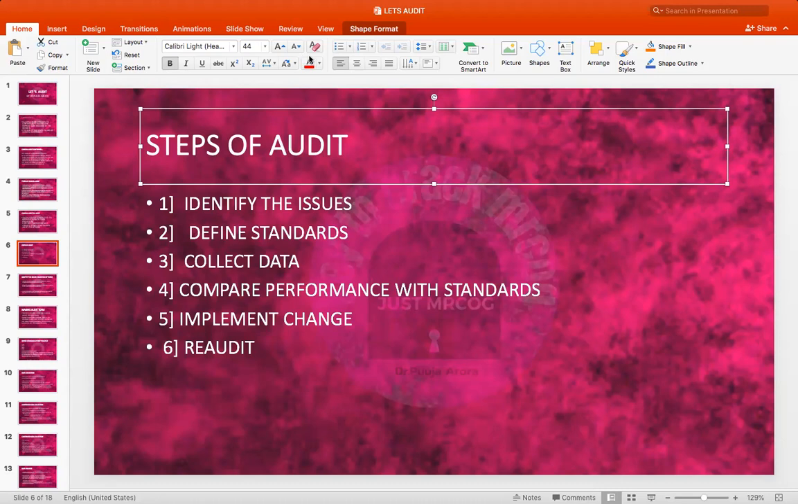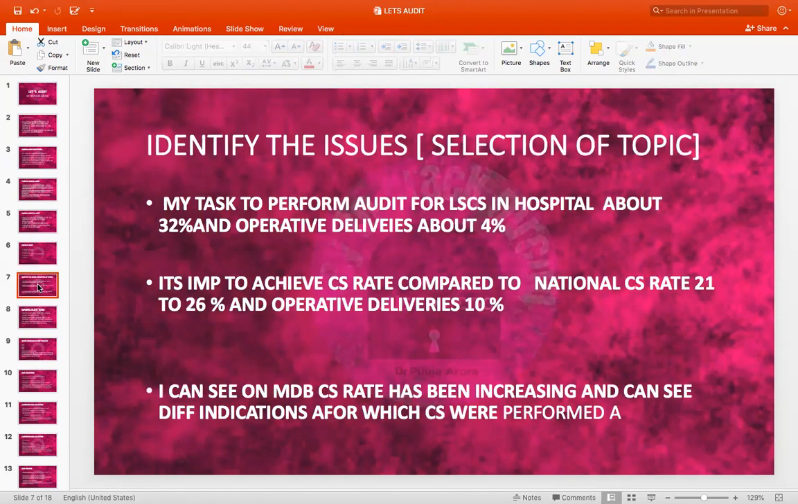Okay, so now moving further. Okay, so I'm clear about the steps of audit, right? Now, next, the very first step, that is to identify the issues, that is the selection of topic.